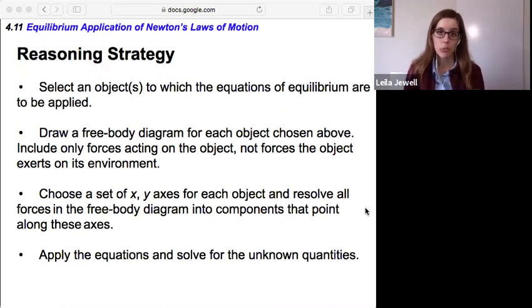Then we want to make sure that whatever we choose for axes, we're able to resolve all the forces that point along them. So usually we'll try to set our axes so that they line up with the most number of forces. Finally, we'll apply our equations of equilibrium, Newton's laws, and solve for the unknown quantities. Okay, sounds straightforward enough, so let's give it a go.